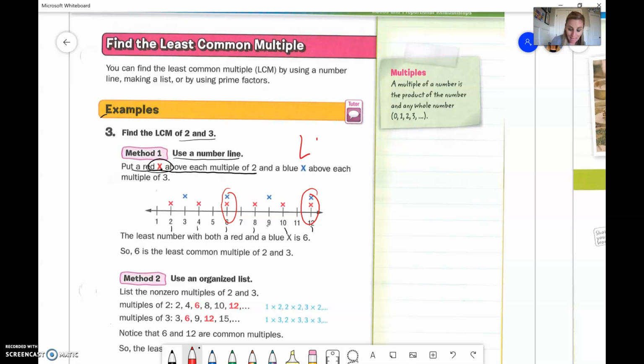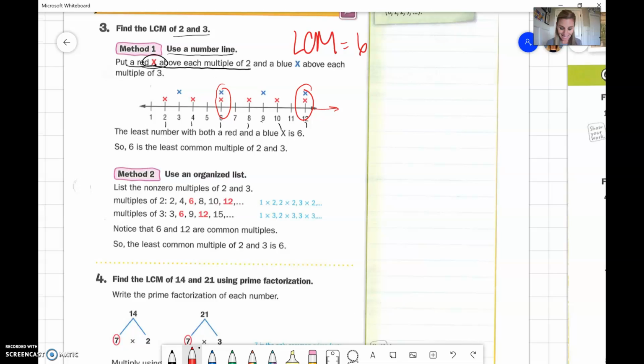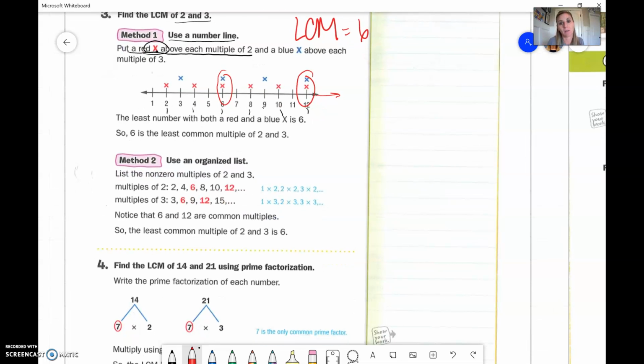Since we are doing the LCM, remember the least common multiple, that L stands for least. Obviously it can keep going on, but we are trying to find the smallest number, so we don't have to go any farther. We found the least common multiple, which is 6. So the least common multiple of 2 and 3 is 6. Okay, so that's one method. Again, it's a great method if you have smaller numbers, but we're not always going to get really small numbers.